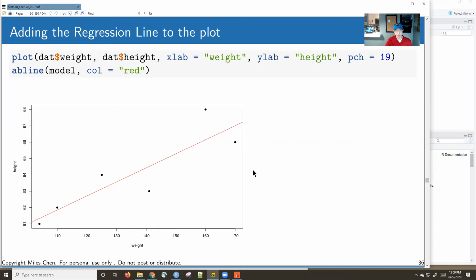All right, so R makes it very easy, and other software, I don't know if you've used Excel. Excel makes it pretty easy as well. But we're not using Excel in this class.